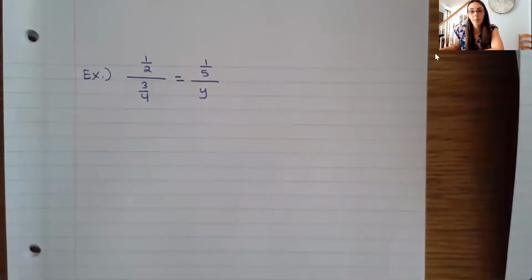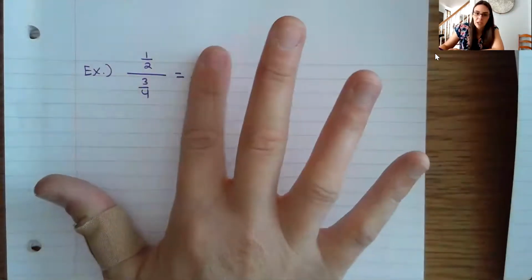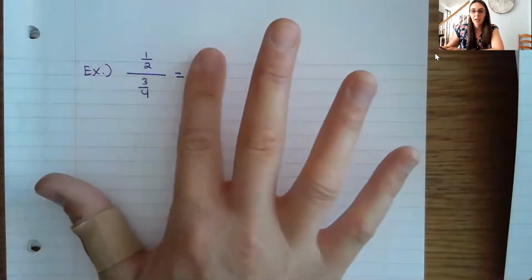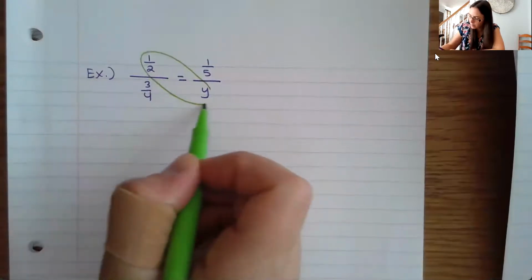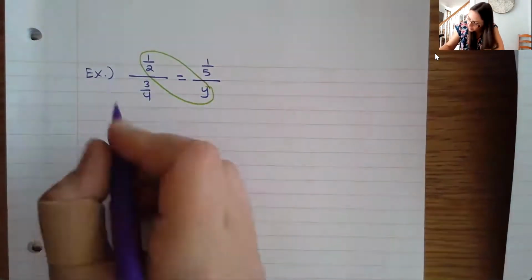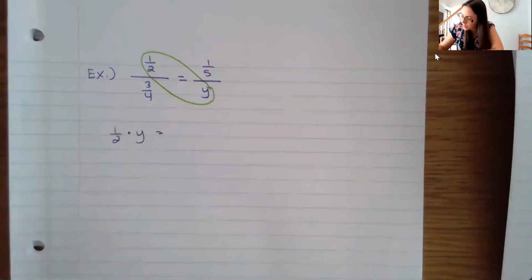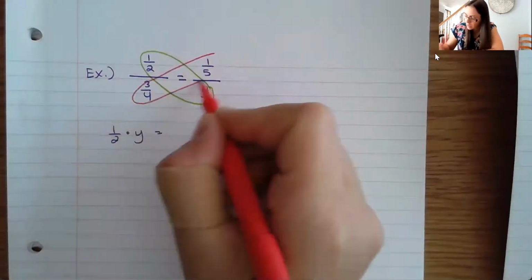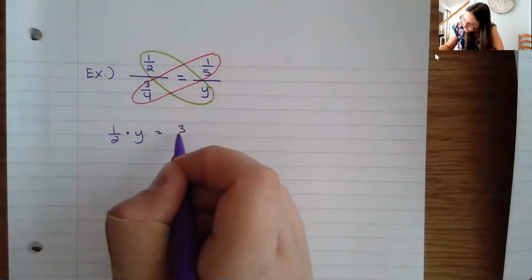All right, so here I have some complex fractions, but I have a fraction equals a fraction, or a ratio equals a ratio. So I can use that cross multiplying technique here. So I'm going to go this way, one side. So I have 1/2 times y. And then on the other side, I'm just using a different color here because this one's a little bit more complicated. I see I have 3/4 times 1/5.